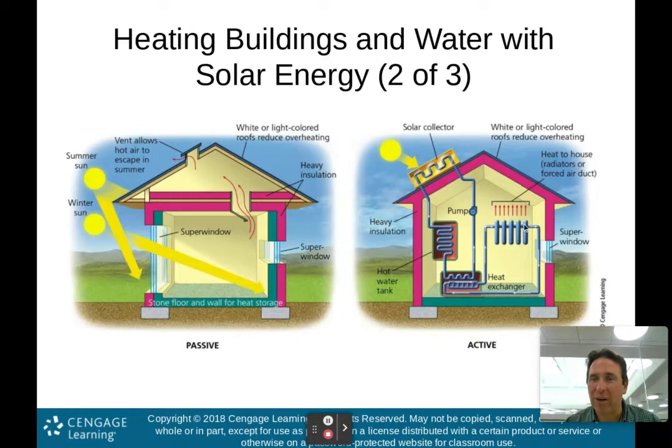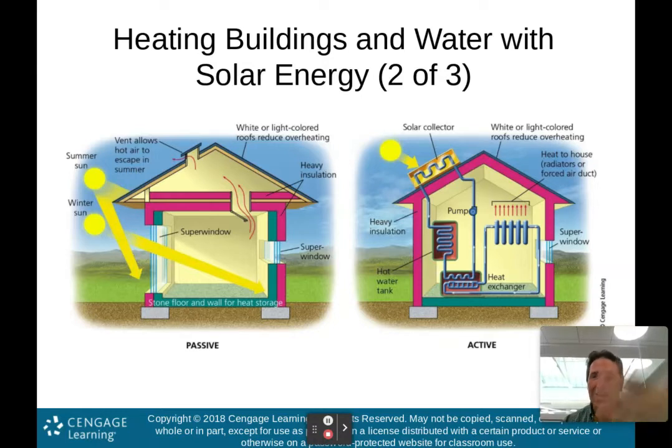Heat to house radiators or forced air ducts would then take that hot water and basically force it into these ducts, which then release the heat from the hot water and heat your home. So this is active because you need this pump here to pump the water, keep circulating it right up to the solar collector to heat up, and then back down into the house to then be used by the radiator to produce heat. Either way, though, the only energy you're using to heat your home, in either the passive or the active, is sunlight, and you're not using any other forms of energy.